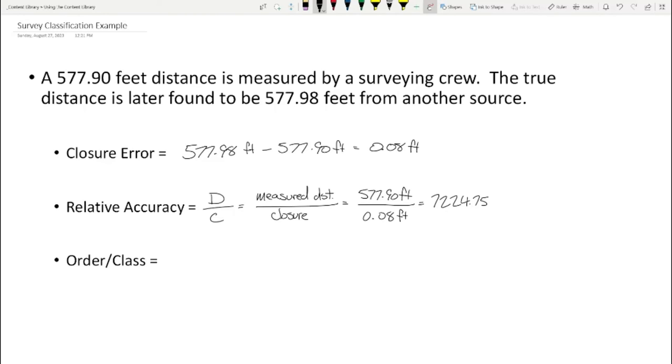So what I would say is that this survey is accurate for every one part per, I don't know, we'll call it 7,200 feet, something like that. But that's the amount of error you can expect: one unit of error for every 7,000-some units of measurement. Does that make sense?